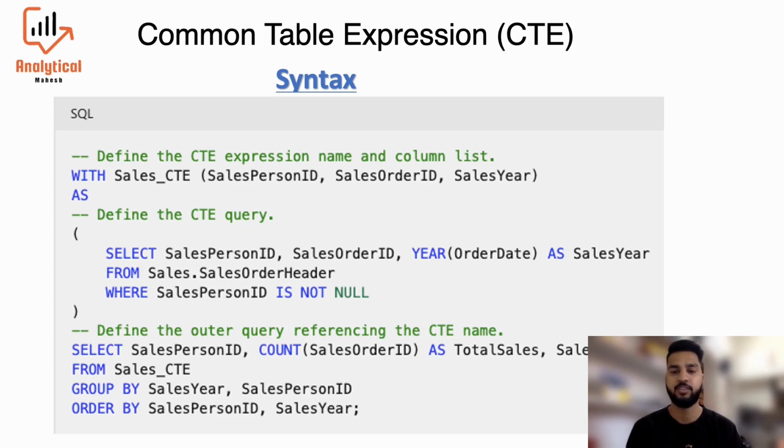Now let's quickly understand this query. Here the name of this CTE is sales CTE, and the CTE query is select salesperson ID, sales order ID, year of order date as sales year from table 1. The CTE starts with the WITH keyword. After WITH you specify the name of your CTE, then the content of the query in parentheses, or we can say round brackets. The main query comes after the closing parenthesis and refers to the CTE. Here the main query, also known as the outer query, is select salesperson ID, count of sales order ID as total sales, and sales year from your sales CTE, group by sales year and salesperson ID, and order by salesperson ID and sales year. So this is how we write a CTE query.